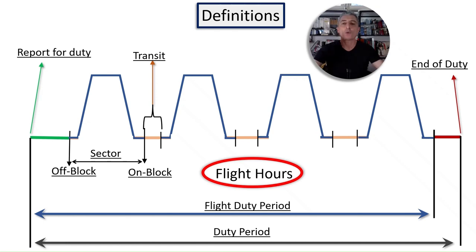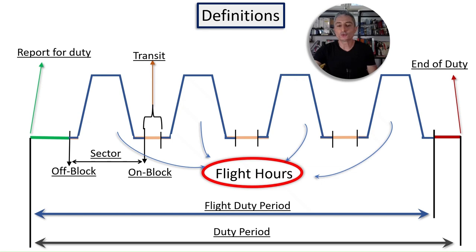So the flight hours, what pilots log in their logbook. How many hours flying do you have in your experience? Out of all these days at work, it is only what is in this blue area, the sectors. So from off block to on block, it's what pilots log in their logbook, and it identifies the flight hours, the time we are actually in the air.